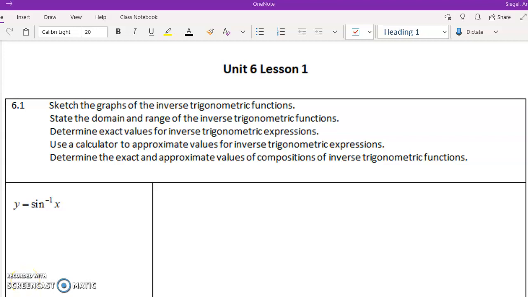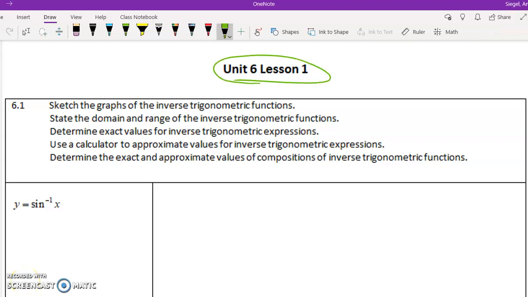Hey guys, we are going to start a new unit. This is actually lesson one, and it's going to be broken into two parts because there's a lot to cover. The main thing I want you to take away with this lesson is we're talking about inverse functions.